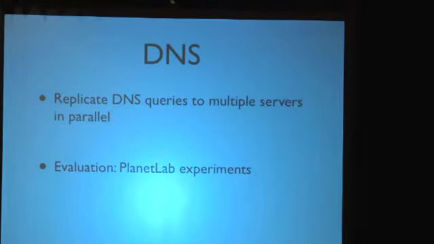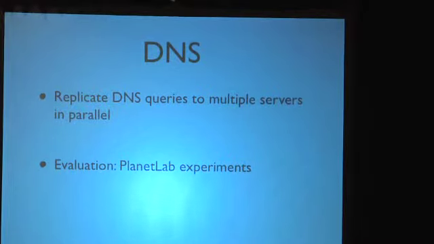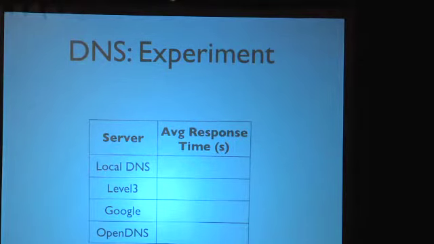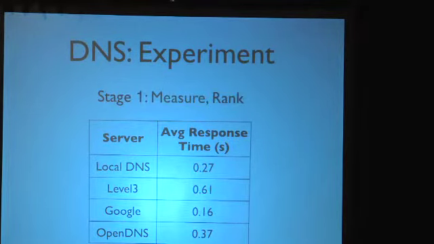We start with DNS. Here we want to evaluate the performance benefits from sending multiple copies of DNS queries to different servers in parallel. To evaluate this, we collected measurements on PlanetLab. We ran a 2-stage experiment. We started with a list of DNS servers at each node, the local DNS server, as well as some set of publicly accessible DNS servers. In stage 1, we measured the average performance of each of these servers and then ranked them in the order of their average performance.